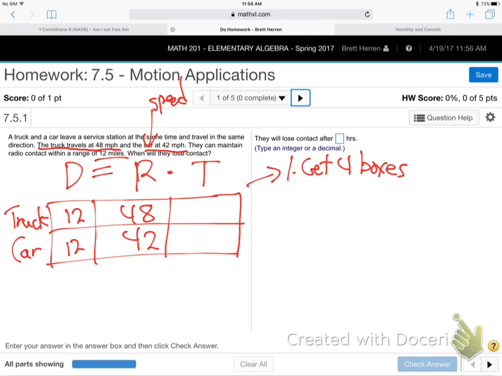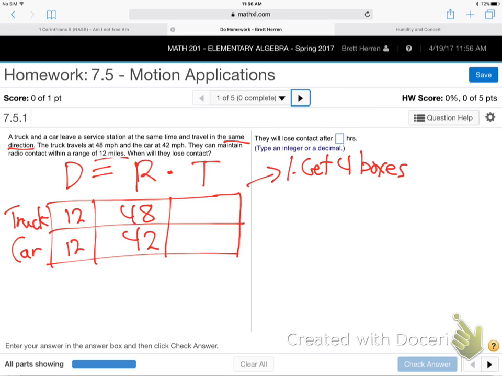They're leaving at the same time. So this is where we've got to get real about what's happening with the truck and the car. Let's back up. What is going on with this truck and this car? They're leaving a service station at the same time, and they travel in the what?